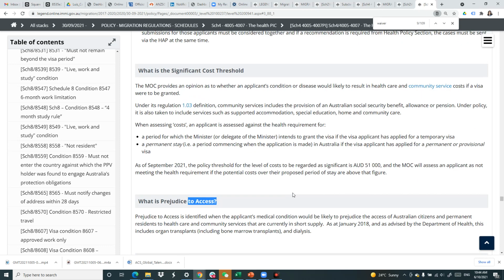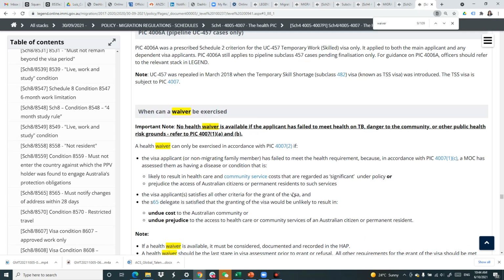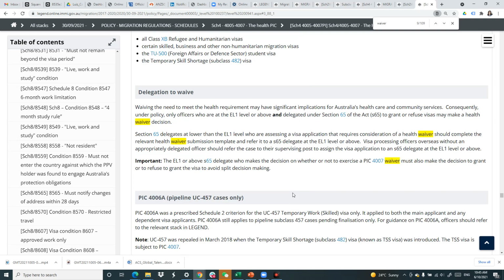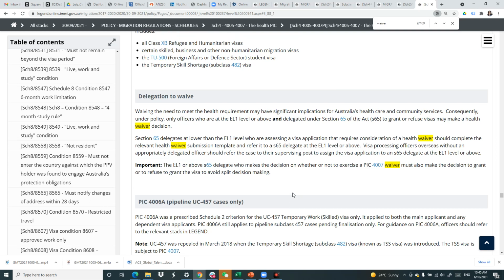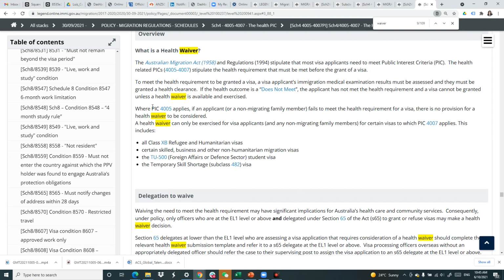As I mentioned here, if the subclass contains 4005, then we don't have a waiver. If we don't have a waiver, that visa is going to be refused and we don't have a chance. So therefore, in your scenario, I think because it has a waiver, which gives us the right to consider and then to access this information.